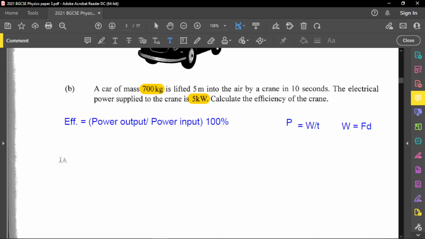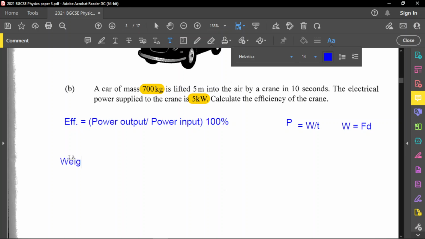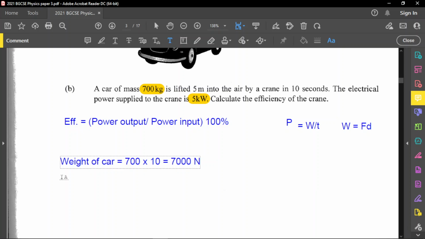So the weight of the car here will be equal to 700 kg multiplied by 10. We're going to take gravity to be 10. And so that's going to equal 7,000 newtons. That's the weight of the car. Now, once we have the weight of the car, what you can find now is the power output.